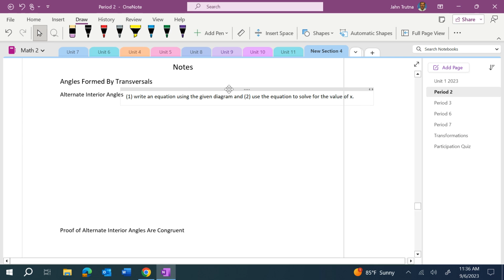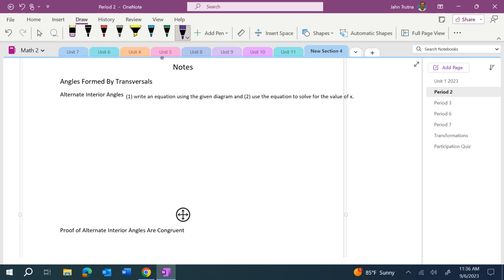Okay, so that's what we're going to do here. We're going to write an equation using the given diagram, and we're going to use the equation to solve for the value of x. Okay, and here's what the diagram looks like.